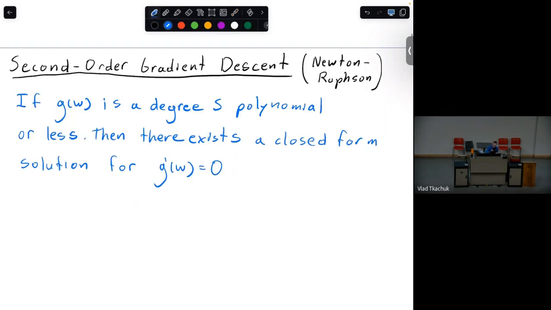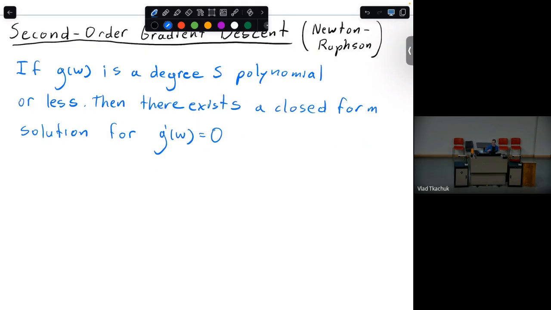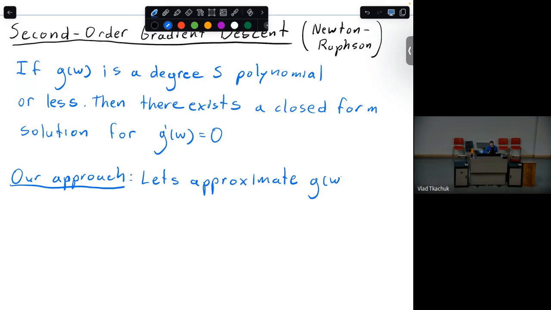Great. So what is our approach? If only g of w had this form, what do we do? Here's maybe our approach: if we want this closed form solution, let's approximate g of w. We want to approximate it with something convex, so that when we set the derivative to 0, we actually get the minimizer. It should be convex and low order, and by low order I mean a polynomial of degree 5 or less, because we can find its closed form solution.